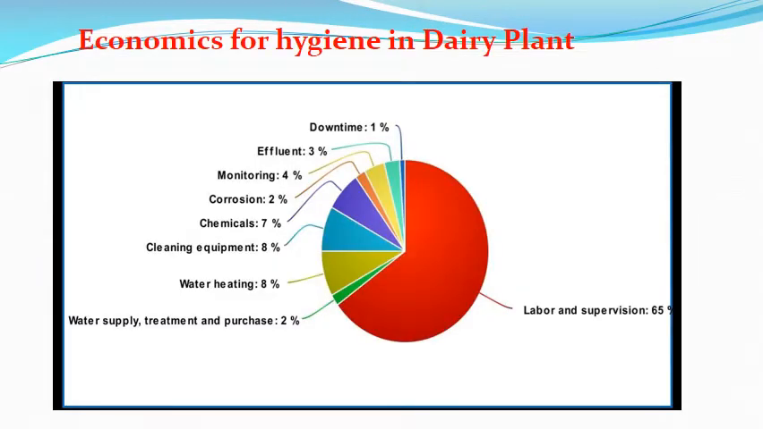So before we go further about the cleaning, here is a general understanding about the economics of hygiene in a dairy plant. You can see from this pie chart, the labor and supervision takes the maximum cost, about 65%. And then come the water or heating water, cleaning equipment and chemicals. They are 8%, 8% and 7%. In other words, cleaning and sanitation is a costly affair. Even sometimes it is said that it costs less to be clean than to be dirty. So here I would like to say that routinely and regularly maintaining the cleanliness and sanitary condition pays more than if we neglect it, and in the long run there can be serious loss of quality and that can cost the dairy plant very heavily. So it always costs less to be clean than to be dirty.